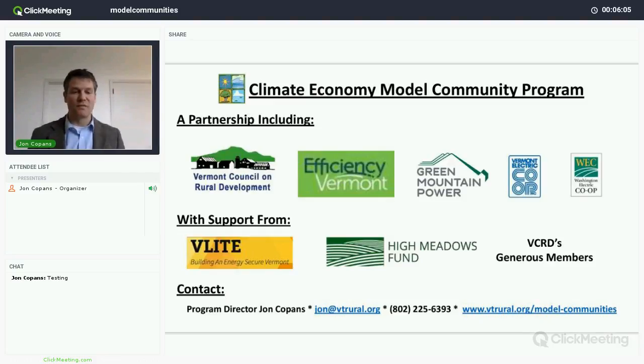I just want to acknowledge the very generous support we are receiving to enable this program. VLITE, Vermont Low Income Trust for Electricity, is a major supporter. The High Meadows Fund, and of course VCRD's generous members are also supporting this program.